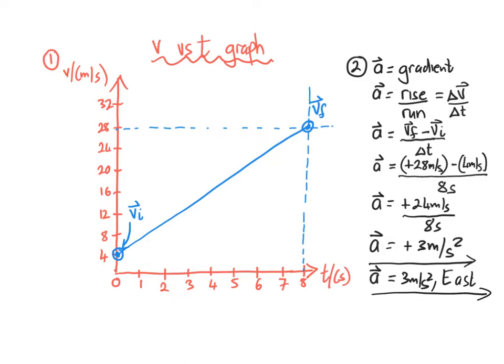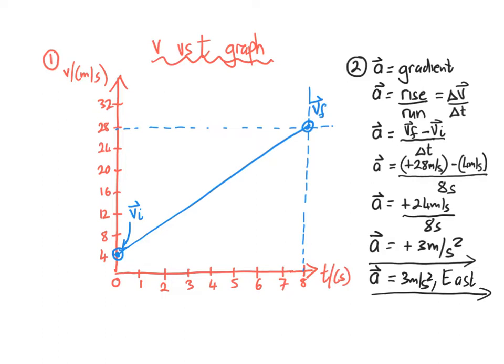This is quite an easy graph for us to sketch because we know that the initial velocity at t equals 0 seconds was 4 meters per second, and that after 8 seconds the final velocity was 28 meters per second. We can draw a straight line because of the fact that this system is accelerating uniformly. In other words, the acceleration is constant.